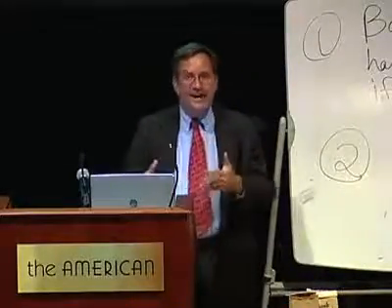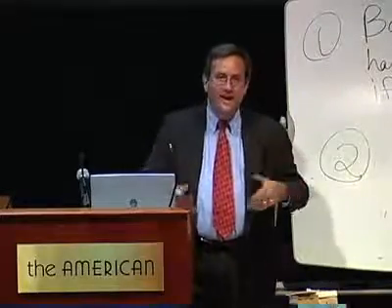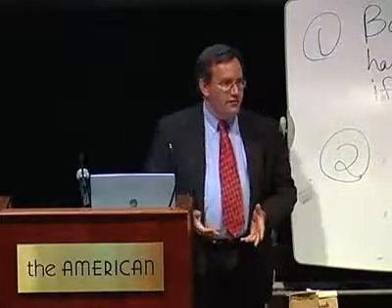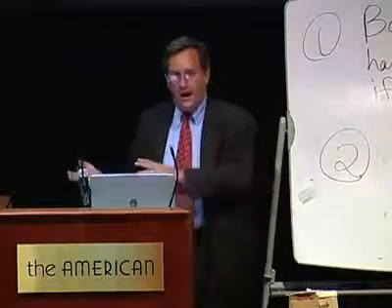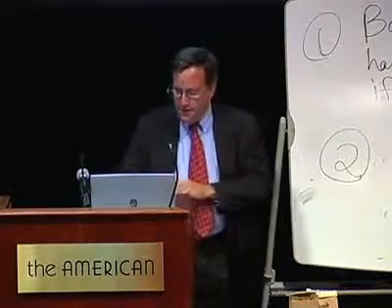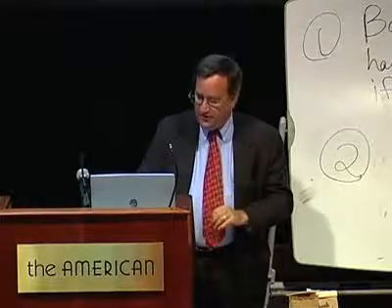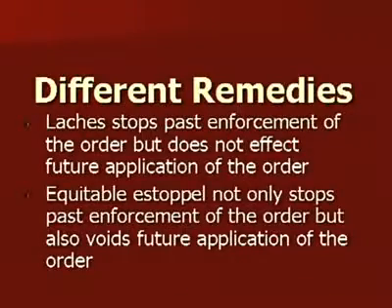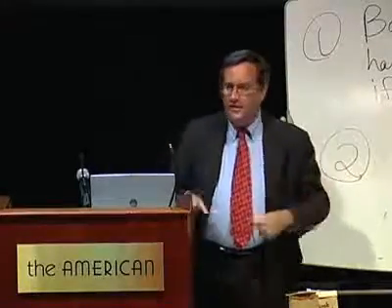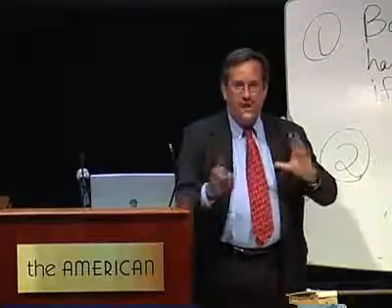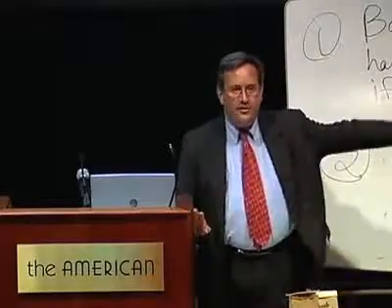And that's why it kind of looks like Laches, because generally what's happening is there's been a delay in enforcing the order, but they're different defenses. Laches has different remedies. Laches stops just the past enforcement of the order. If you've got a Laches claim, it's going to stop past enforcement of the order, but future enforcement of the order continues. So if you've got an alimony order that's permanent alimony and you have a successful Laches claim, it would wipe out all the arrears.